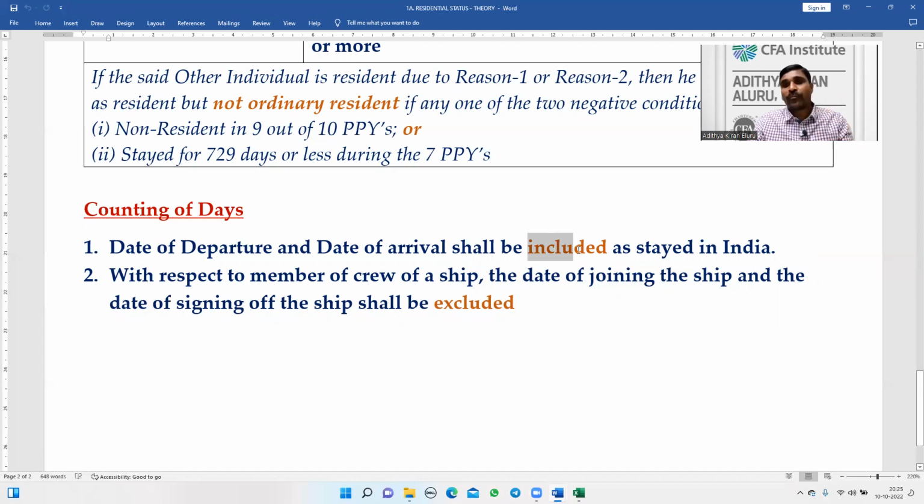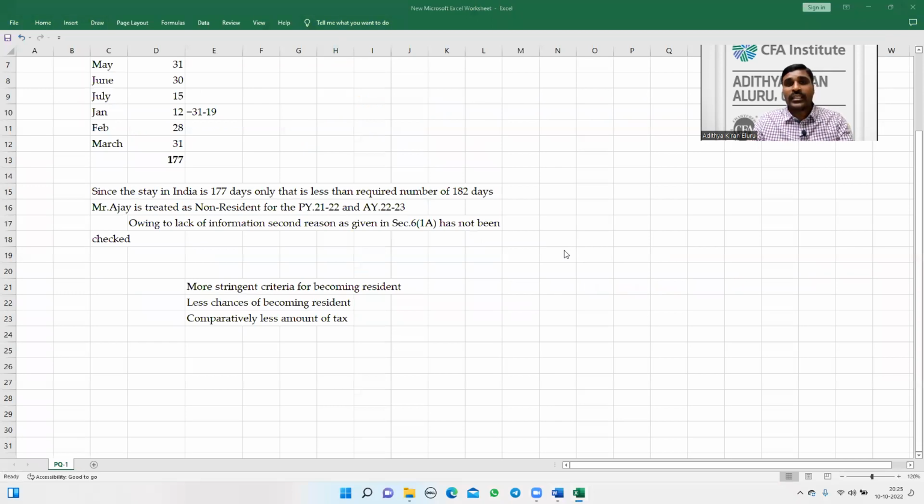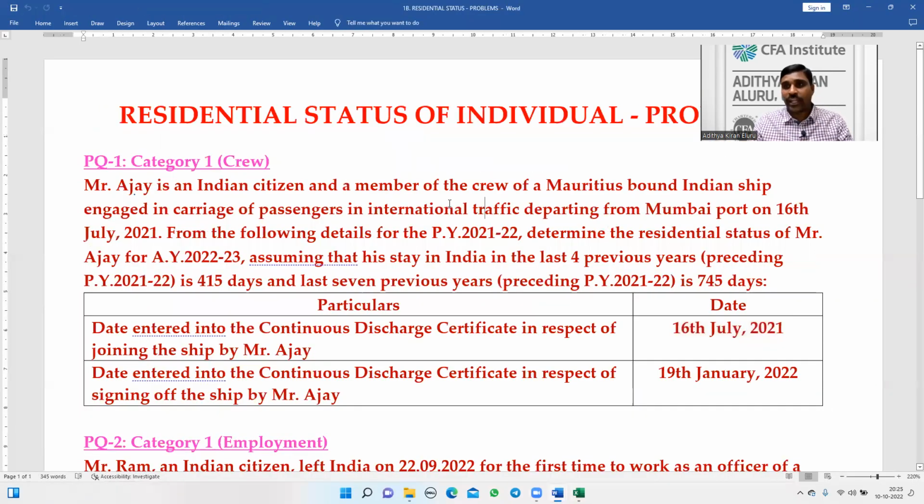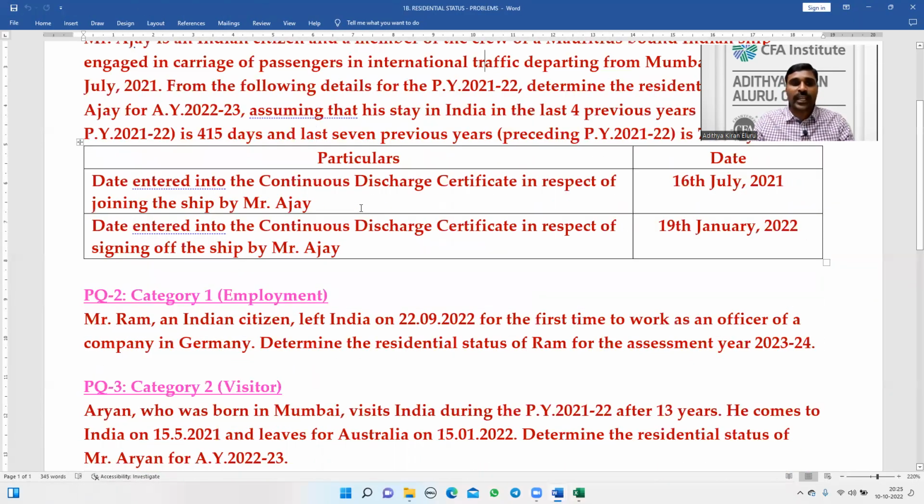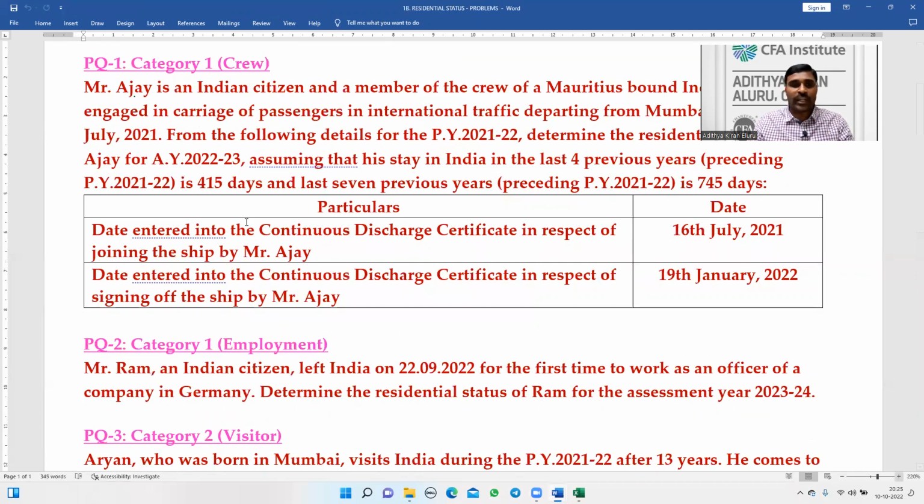For this member of the crew, the date of joining the ship and the date of signing off the ship have been excluded. Right, this is one problem relating to category 1 individuals. Now we'll look at the second problem relating to the same category 1 individuals.